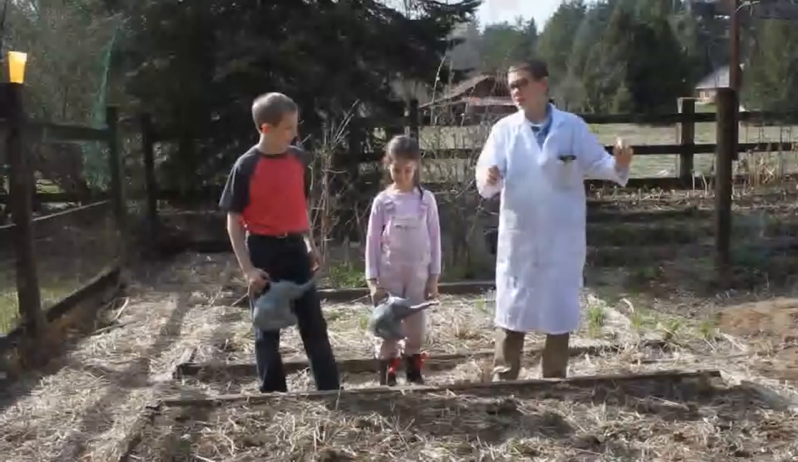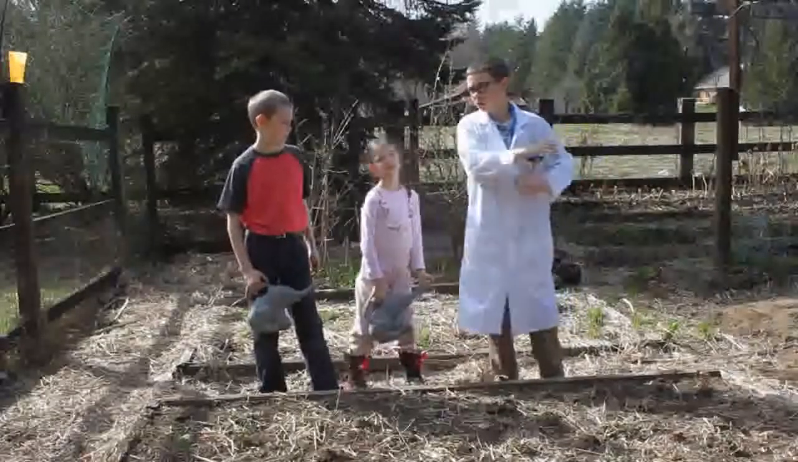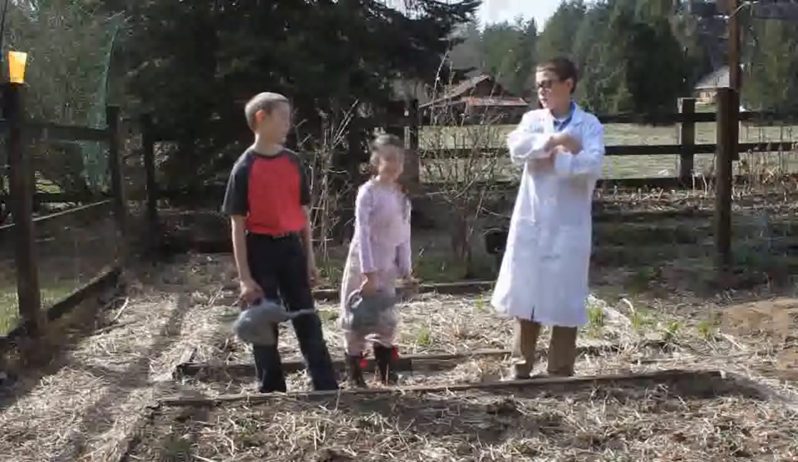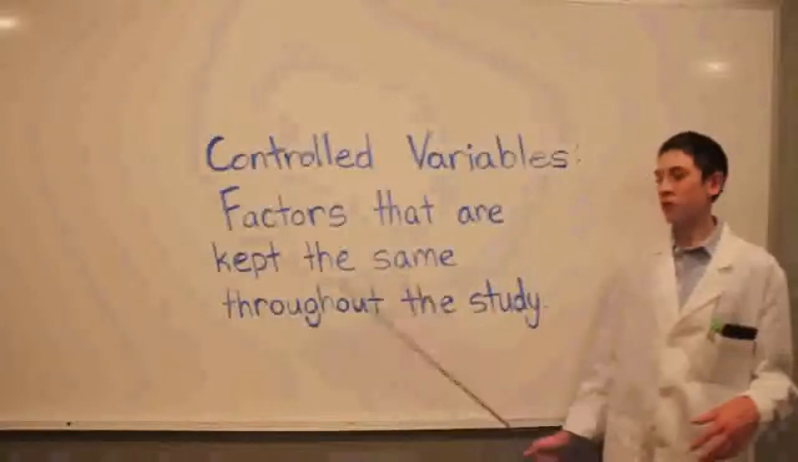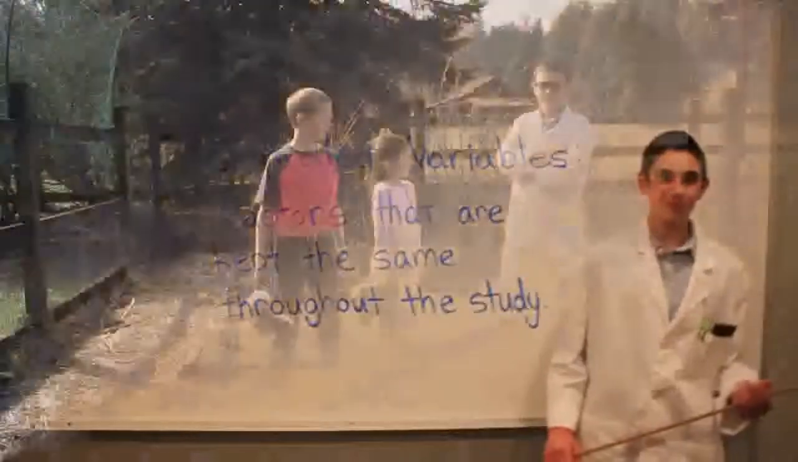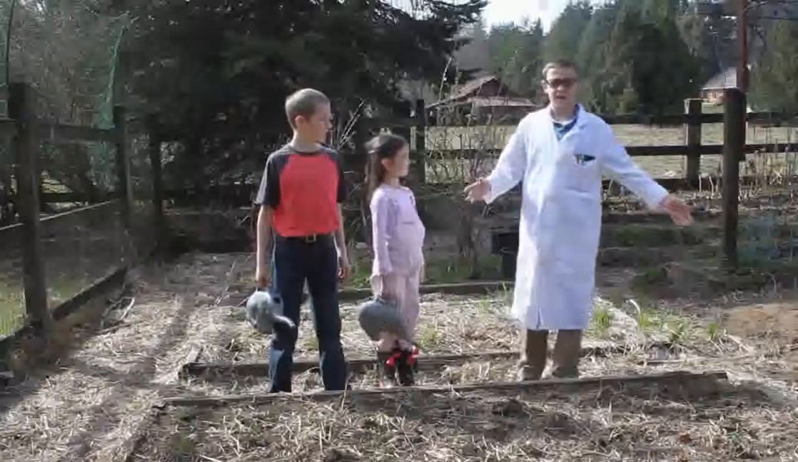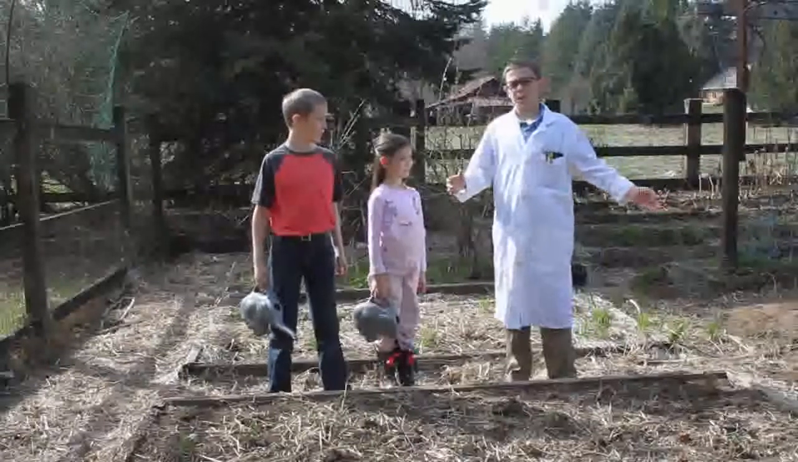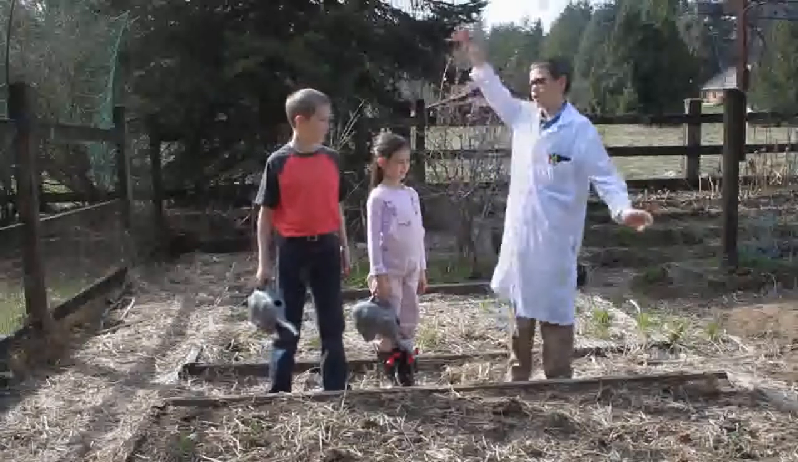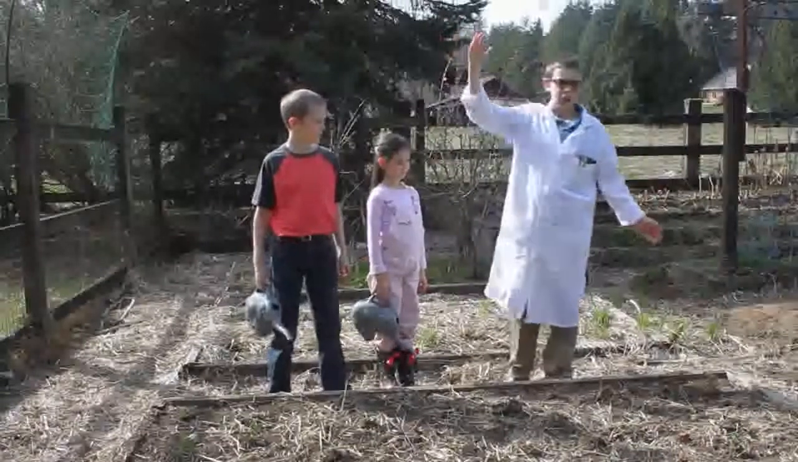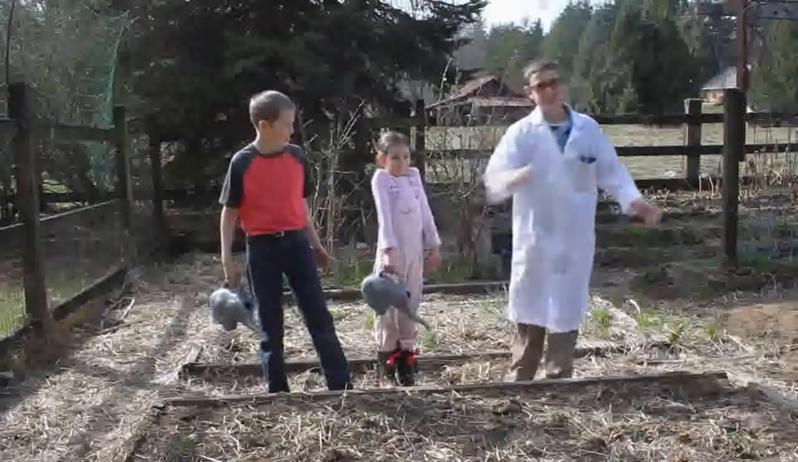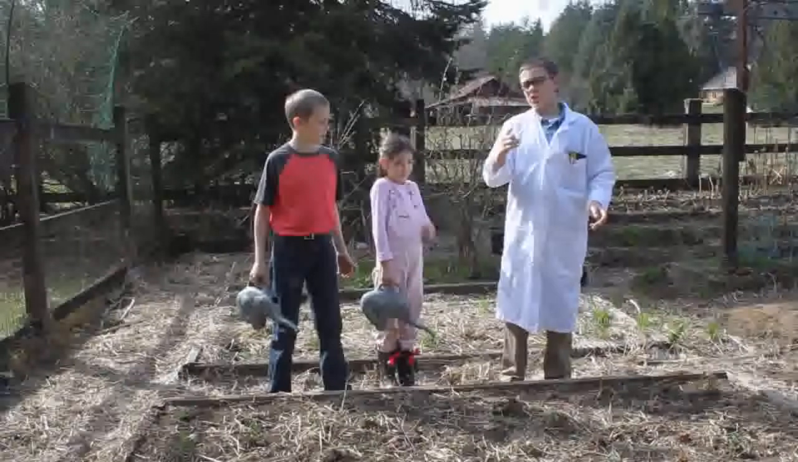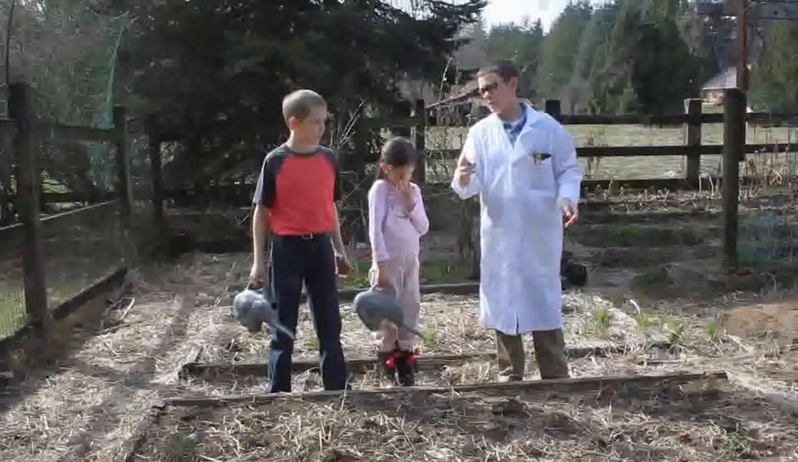Whoa! Before you can do your study, you need to know what your controlled variables are. Controlled variables! Controlled variables are factors that are kept the same throughout the study. There are lots of things that can affect how many berries a plant produces, not just the amount of water. The sunlight, the type of soil, the age of the plant, or the variety of the plant. You got it. We need to make sure that the only thing affecting our dependent variable is our independent variable.